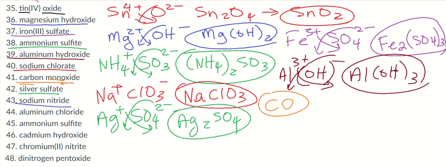Sodium nitride. Notice the ide ending, so that's not a polyatomic ion. Sodium has a 1 positive charge. Sulfur has a 2 negative. Wait, hold on. What are we doing? Number 43. Sorry. That's not sulfide, that's nitride. That's N. So sodium has a 1 positive charge. Nitrogen has a 3 negative charge. Crisscross those.